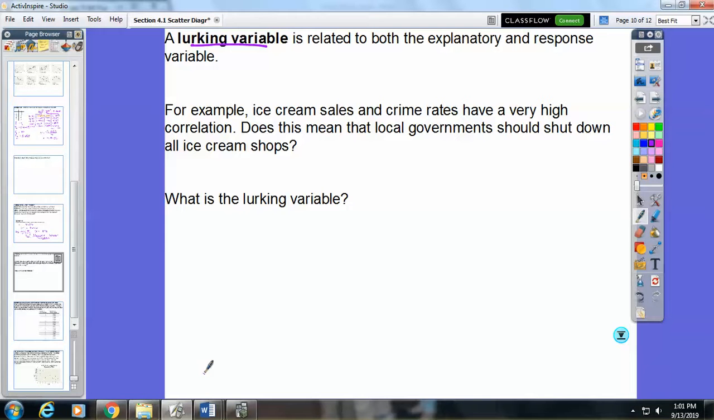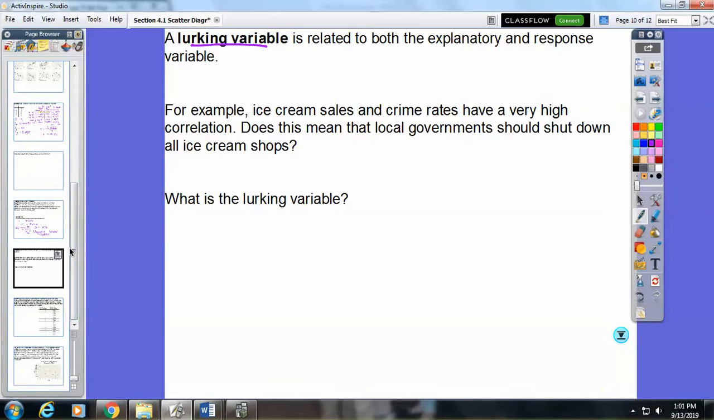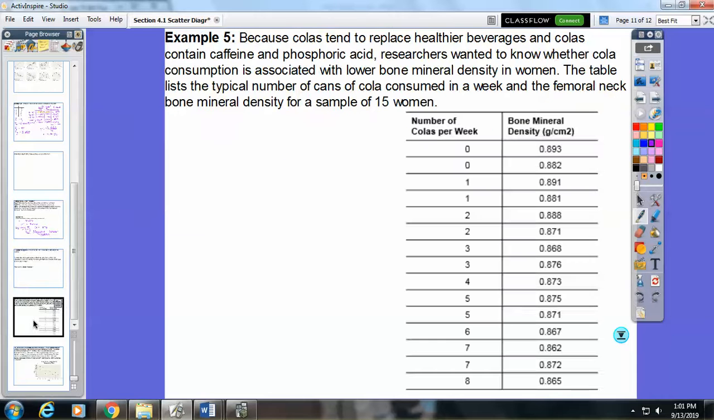Not necessarily. We just have different ways of dealing with our problems. Right, some people eat ice cream, some people rob banks. So you just have to be cautious. Just because two things are related doesn't mean one is causing the other.